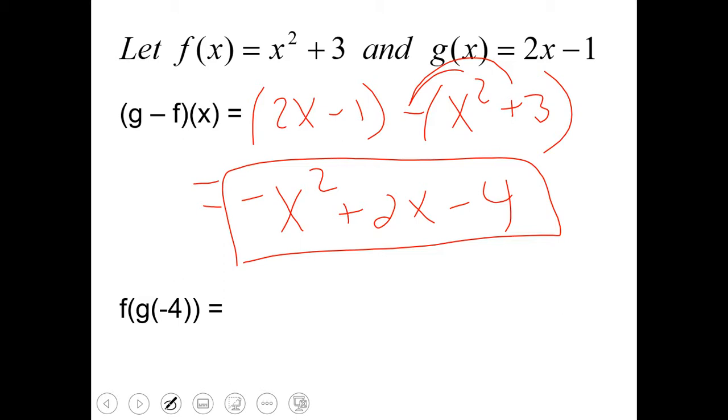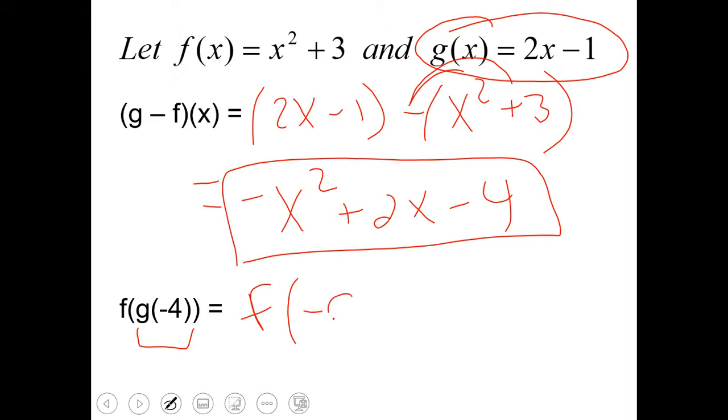Now take a look at F of G of negative 4. When you see those double parentheses, that means composition. Composition means work from the inside out. So G of negative 4, this is just function notation. Go to the G function. Everywhere there's an X, you're going to put a negative 4. So 2 times negative 4 is negative 8, minus 1 is negative 9, which means you're going to replace G of negative 4 with whatever it's equal to, in this case, negative 9.